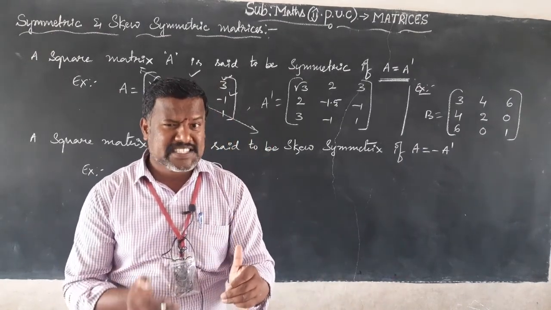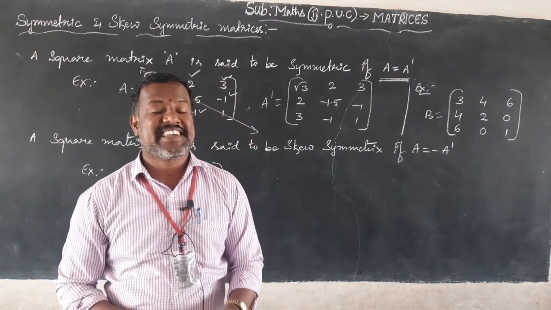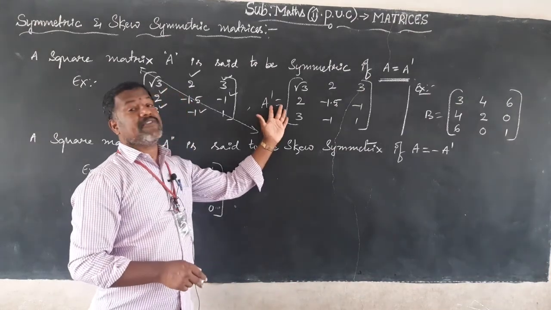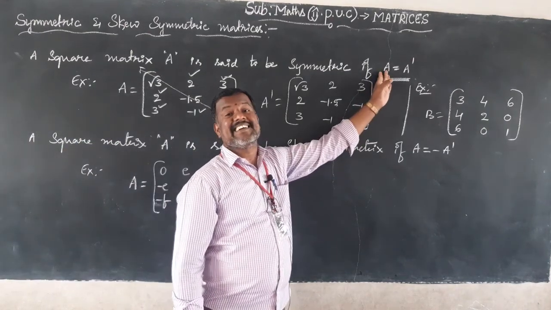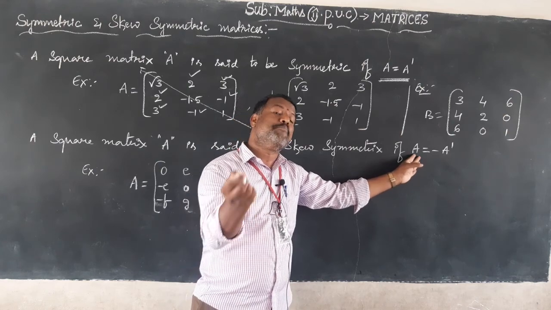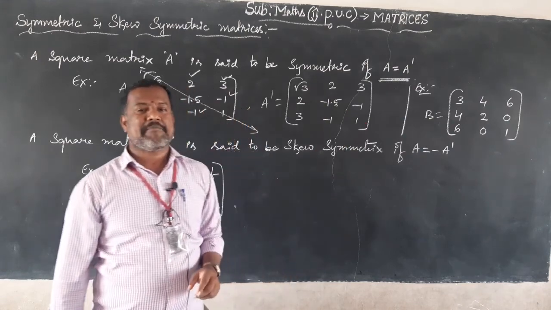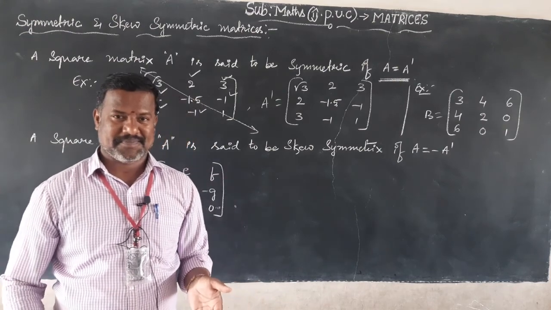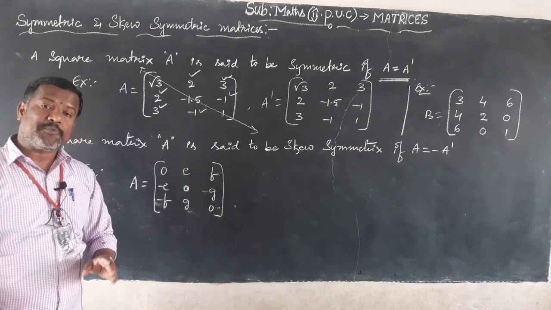A square matrix capital A is said to be a skew symmetric matrix if A is equal to minus A dash. But the difference between symmetric and skew symmetric is very simple. Here we can take A is equal to A dash, but here we should take A is equal to minus A dash. So here the diagonal matrix elements can be other than 0 or 0. But here the diagonal elements should be 0.